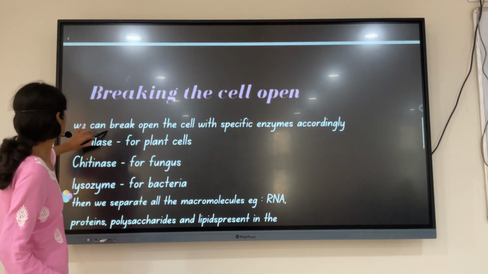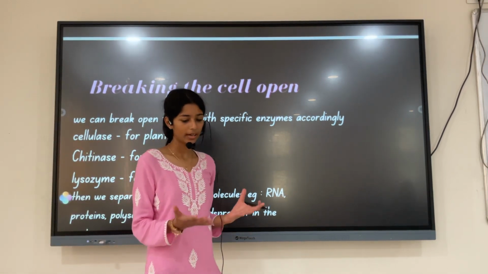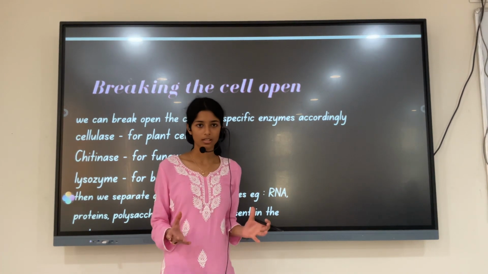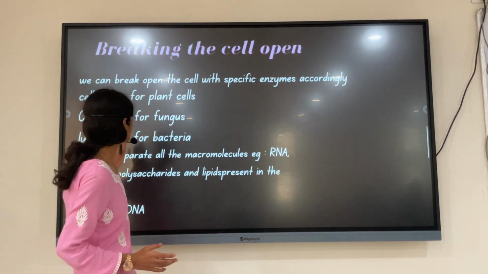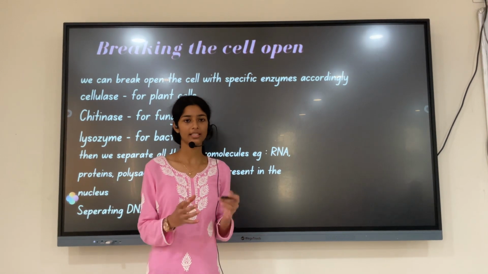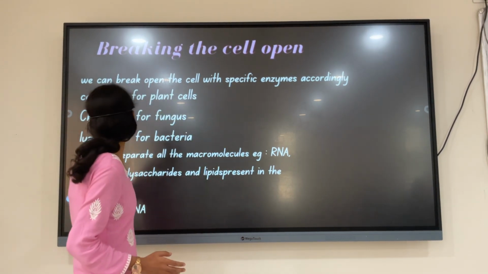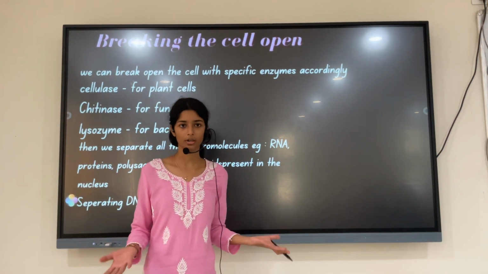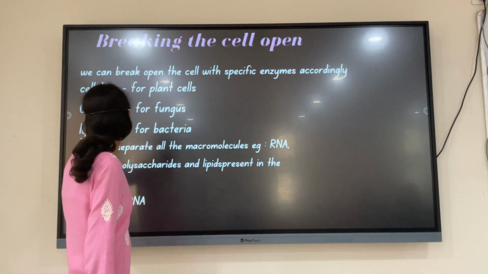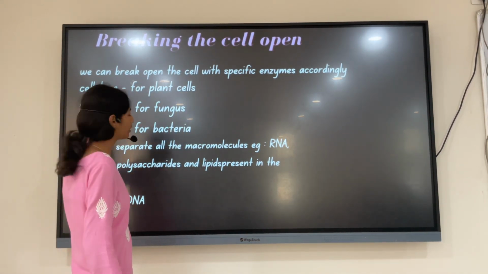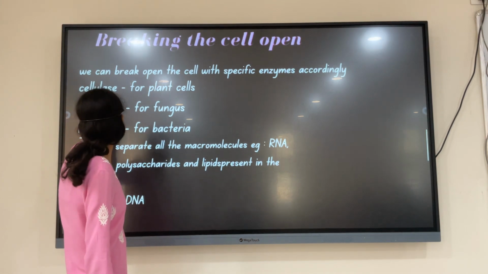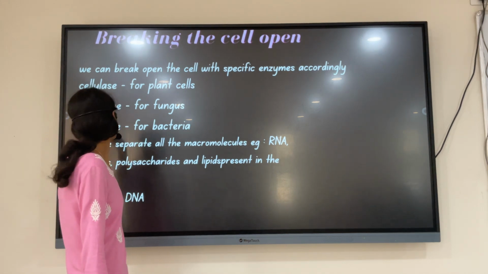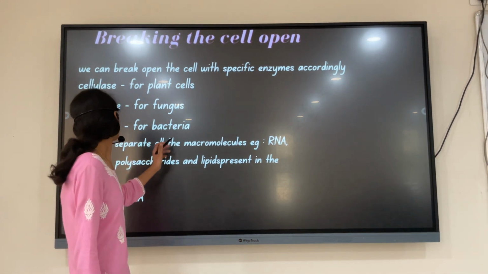Now, because we know that inside a cell a nucleus is present, to get to the nucleus we'll have to break the cell open. For breaking the cell open, we'll have to use some enzymes because cells have cell walls. Different organisms on earth have different components in their cell walls. For plant cells we have cellulose, so we'll have to use cellulase enzyme for plant cells. Similarly, we'll have to use chitinase for fungus, lysozyme for bacteria.